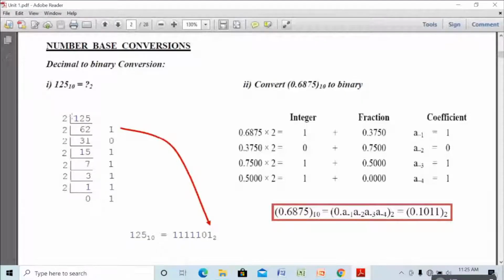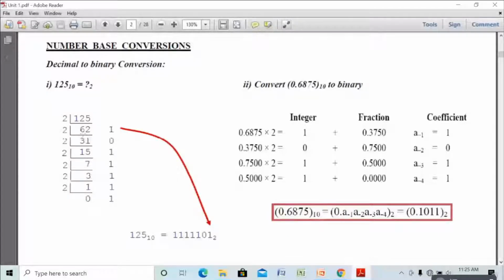So we have to divide this decimal number by the base 2. If we divide 125 by 2, 6 2s are 12, then 2 2s are 4, remainder is 1. We have to keep this remainder this side. Then 62, we have to divide: 3 2s are 6, then 1 2s are 2. So the remainder is 0. So we have to keep this remainder here.